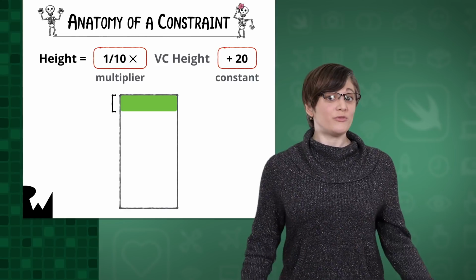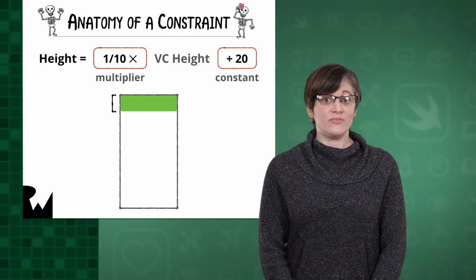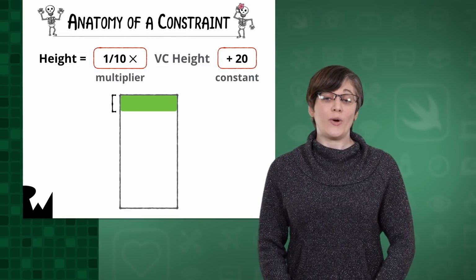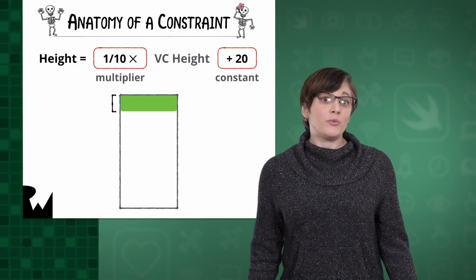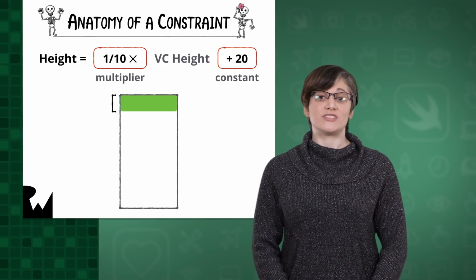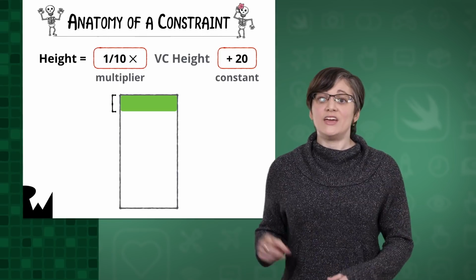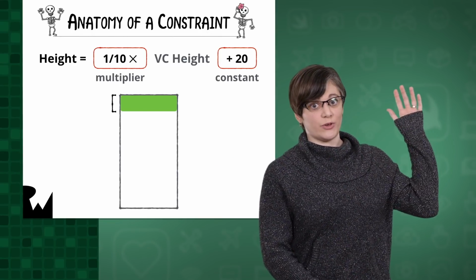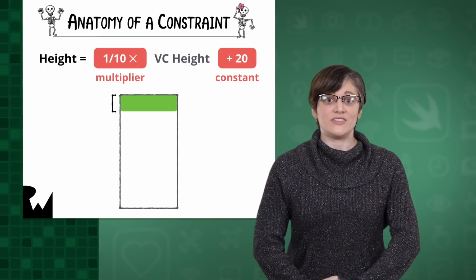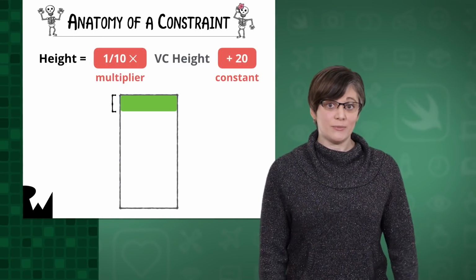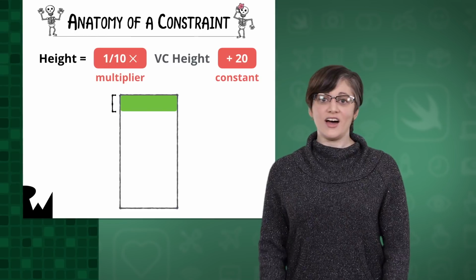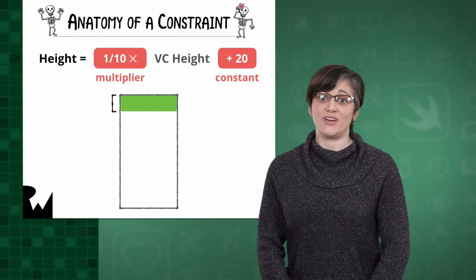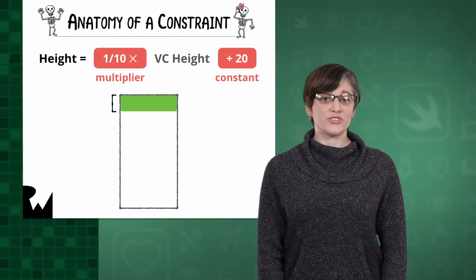so let's have a quick review of the anatomy of a constraint. You can think of a constraint as an equation or a rule that auto layout will attempt to follow when determining a view's size or position on screen. In this example, we're defining the height of the green view in relation to the height of its superview. There are two elements in this equation that we might obviously want to animate, the multiplier and the constant. The constant of a constraint is easy to change, so we'll start with that.